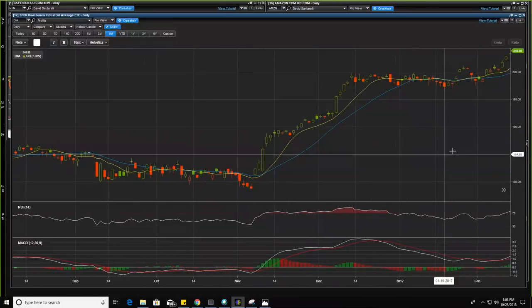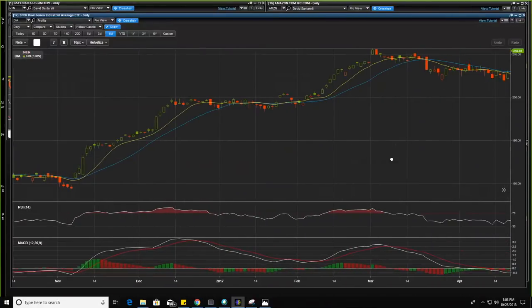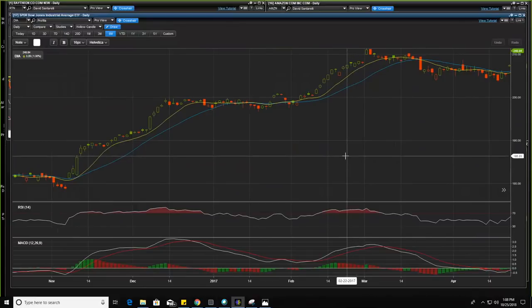And then we'll go over the other 15-minute opening day range breakout for another day trade strategy technique that you could use. We'll do that a little bit later today.